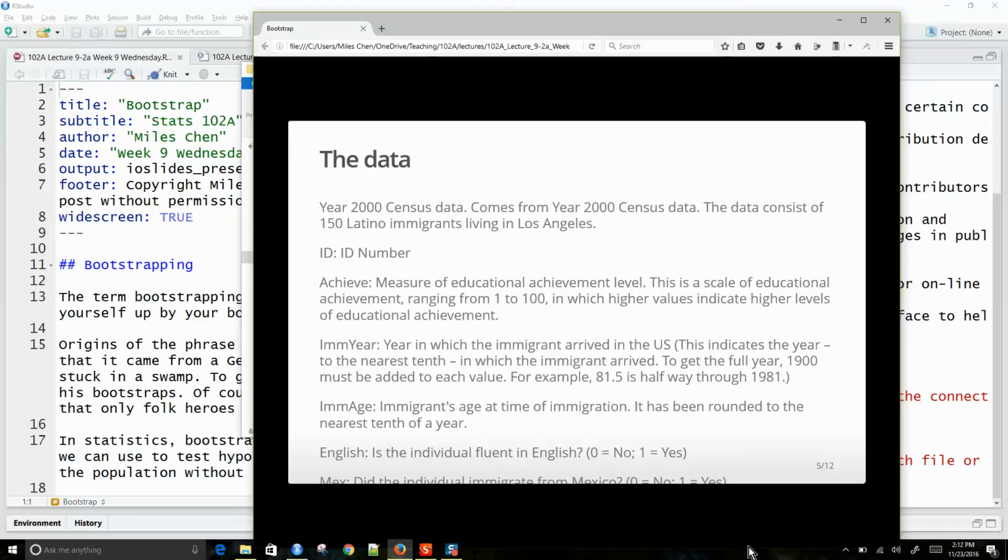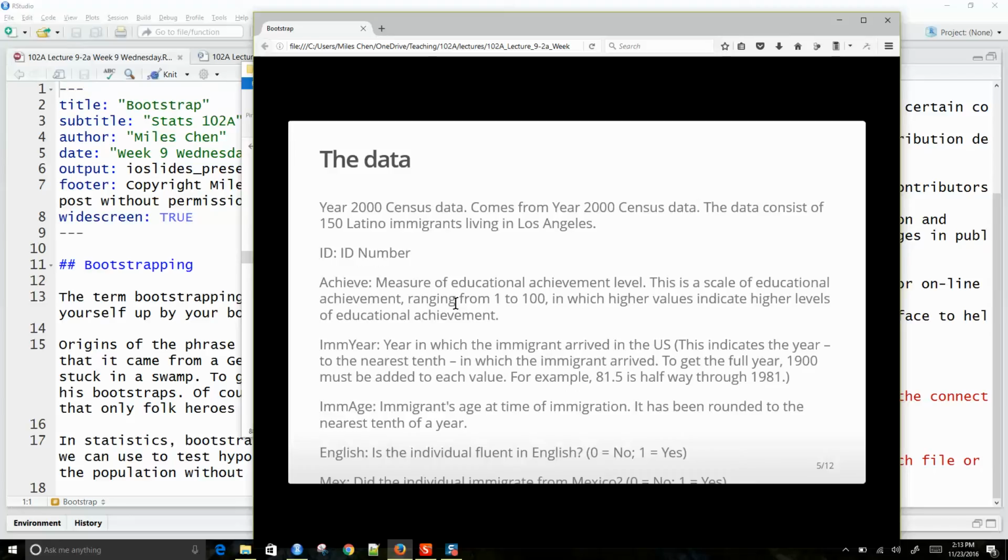Okay, so we have a random sample of 150 people, and inside our data set we have a few columns. One is achievement level, and that is the educational achievement level. This is going from a scale of 1 to 100. Beyond this, I don't actually have any details on what these numbers mean. We just know that on the low end is 1, on the high end is 100.